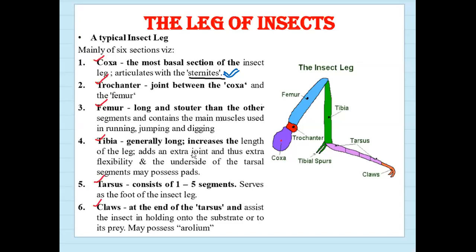Tibia, generally long, increases the length of the leg, with extra joints and thus extra flexibility, and also possesses some aids on the underside of the tarsus. Tarsus consists of 1 to 5 segments and serves as the foot of the insect leg. Claws at the end of the tarsus assist the insect to hold on to the substrate or its prey. It possesses an arolium, which is a structure on the claws.